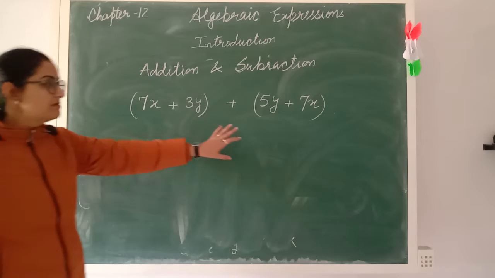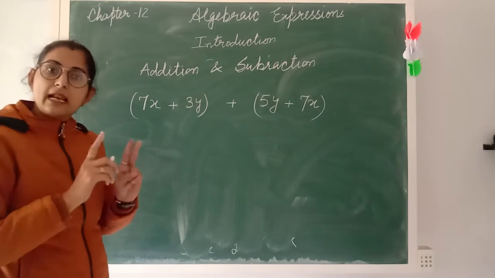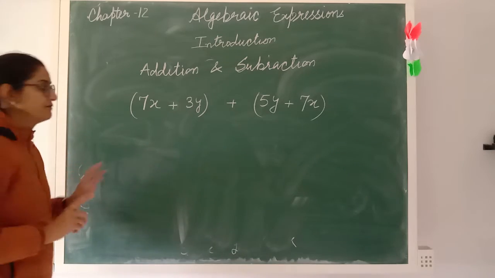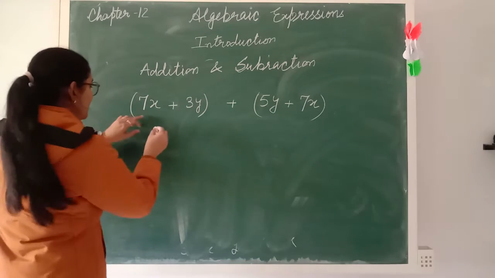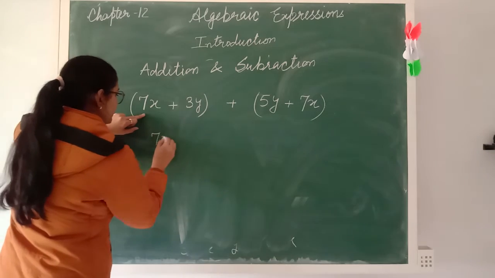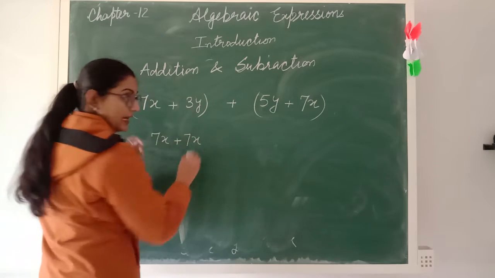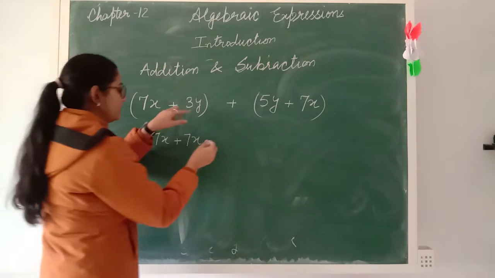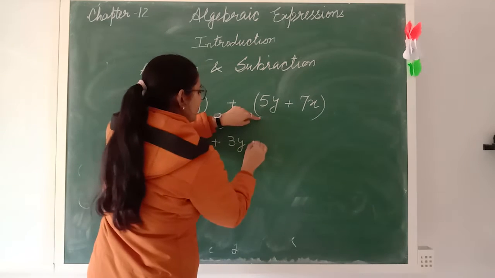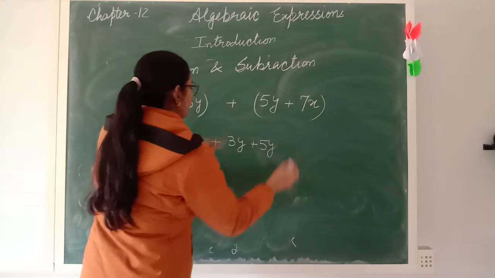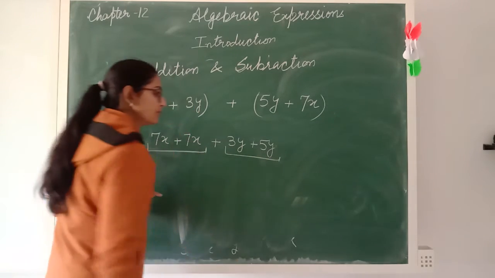Now when we have to add these expressions, we have to choose like terms first. 7x can only be added to 7x. So we write 7x and this 7x first, combining like terms. Then we select another pair, which is 3y and 5y. Now we can add the same terms, like terms, together.